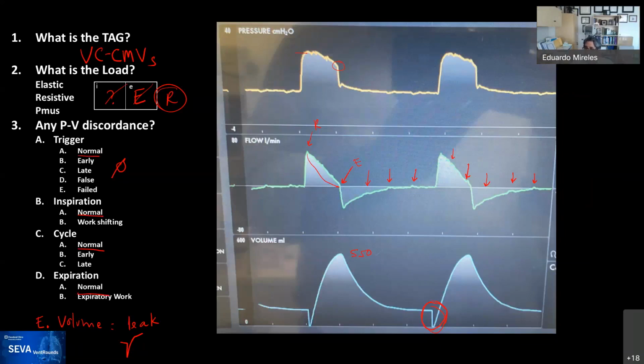What about just bad COPD without the leak? So a patient that has just high resistance, what would be better, volume or pressure? So in these circumstances, is there anybody who wants to share volume or pressure?